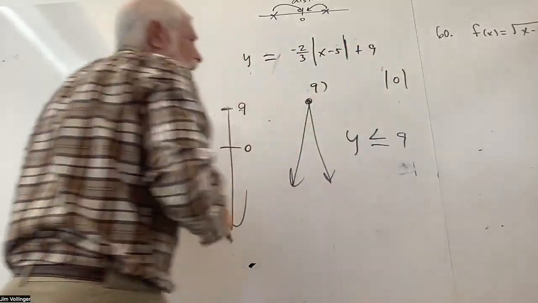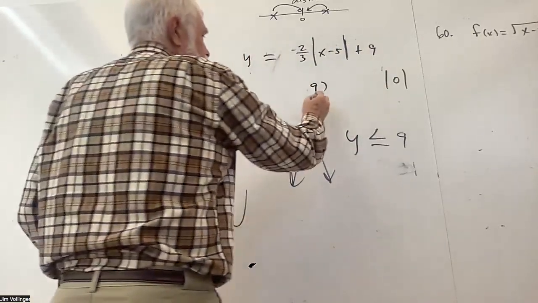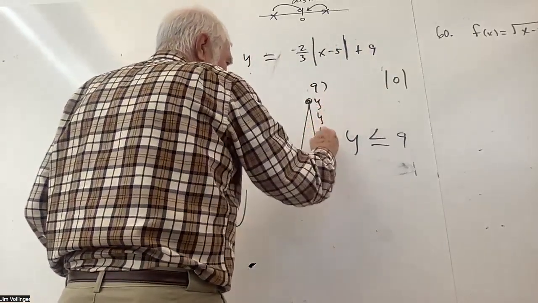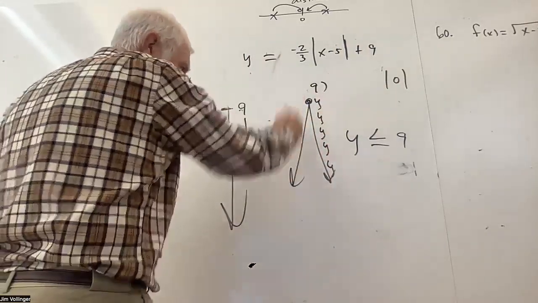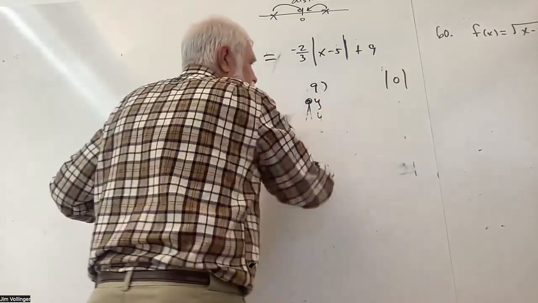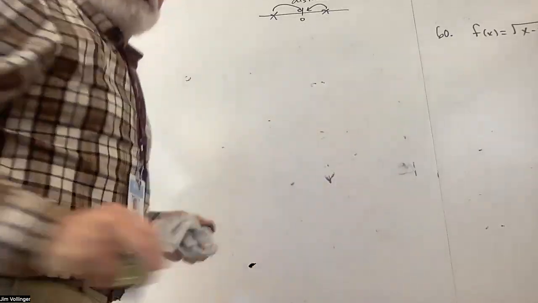So let's go back to that and let's just look at the picture, the simplicity of it. This is a Y value, so are these, and they are less than 9 on both sides. All right, so that one's done. I'll erase these later.